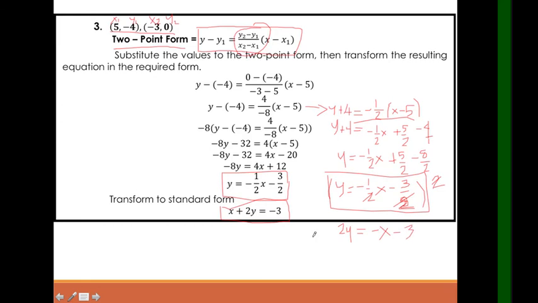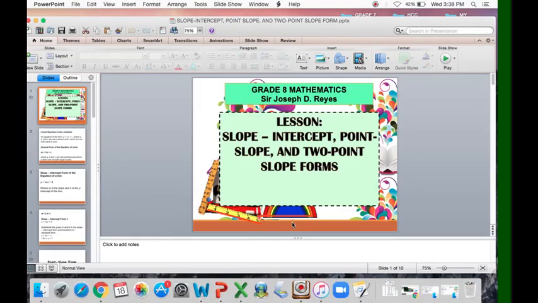Okay? And then, nililipat ko si x para maging ax plus by. So, since negative siya, magiging positive x tayo. So, we have x plus 2y. Just copy 2y equals negative 3. So, katulad na ba siya? Okay, so katulad na siya ng ating answer dito. Okay? Oh, that's it. So, that's all about for slope-intercept form, point-slope form, and two-point slope form.